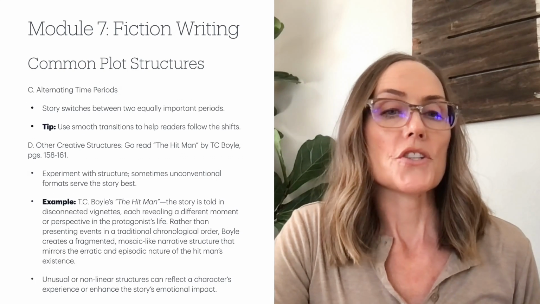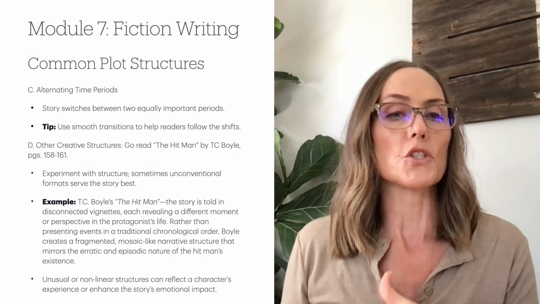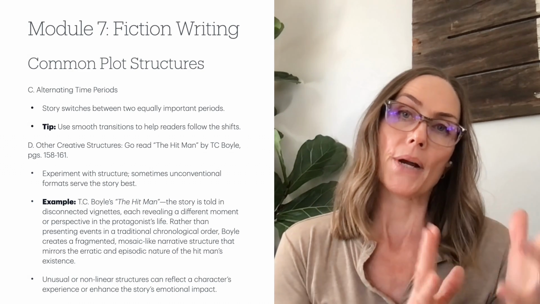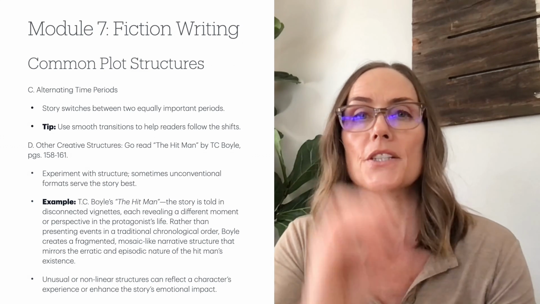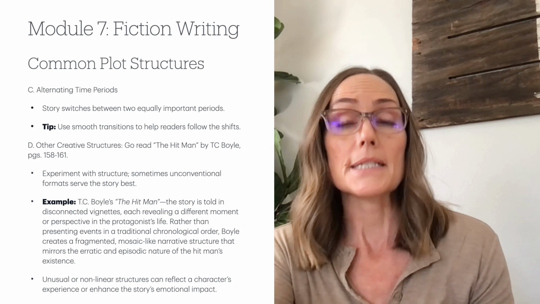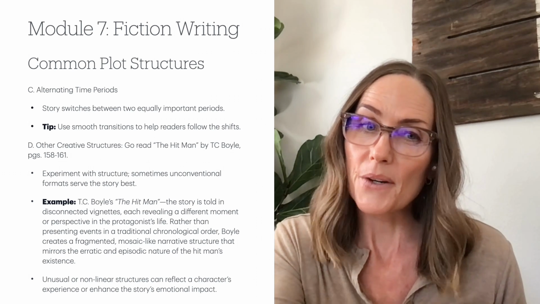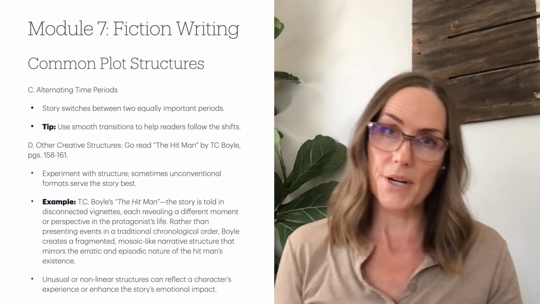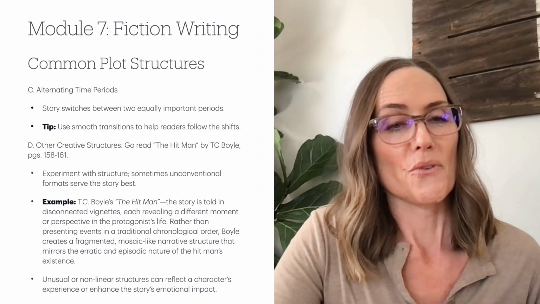Another common plot structure is the alternating time periods. This one bounces back and forth. The story switches between two equally important periods, sometimes present to past, sometimes present to future. There are lots of creative ways to employ this structure. One tip for using this is to always make sure that when you transition between time periods, you create transitions that are smooth and that carry your reader with you in time so that they don't get mixed up as they read your story.